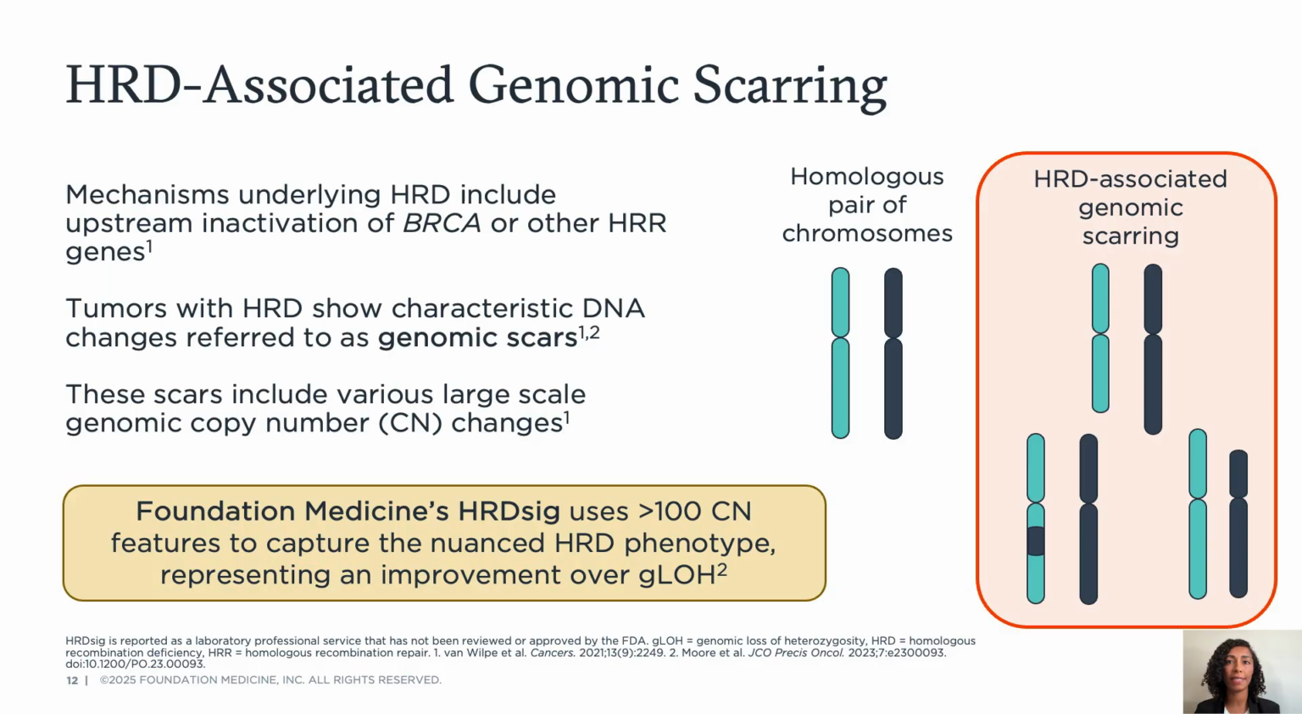Foundation Medicine's HRD signature is a pan cancer biomarker that uses more than 100 copy number features to capture the nuanced HRD phenotype, representing an improvement over GLOH, or genomic loss of heterozygosity, which was a biomarker for HRD previously available only for ovarian cancer and related subtypes.